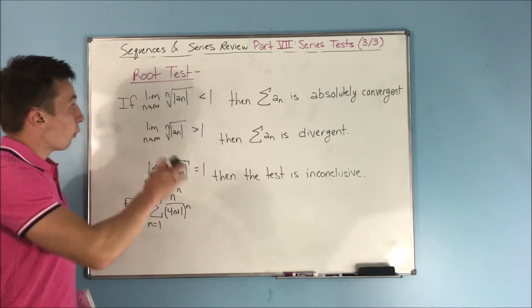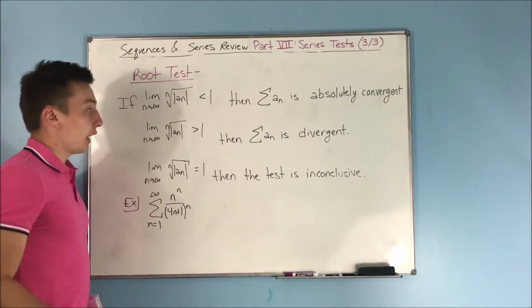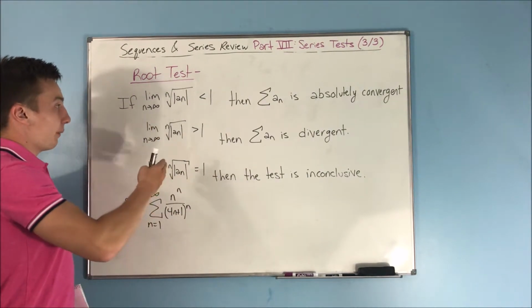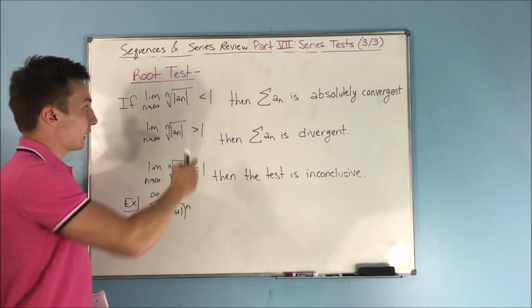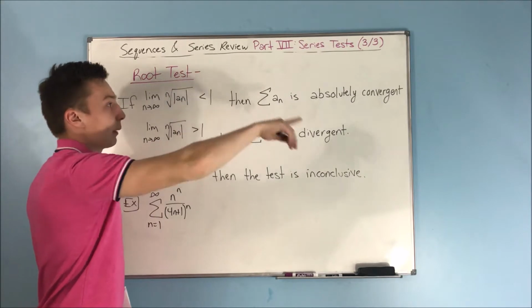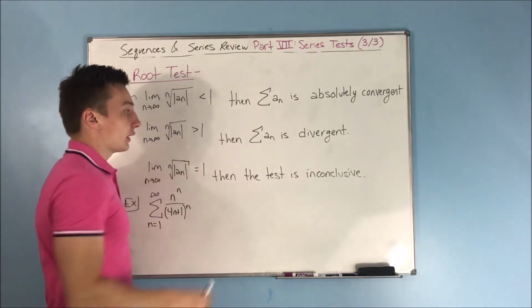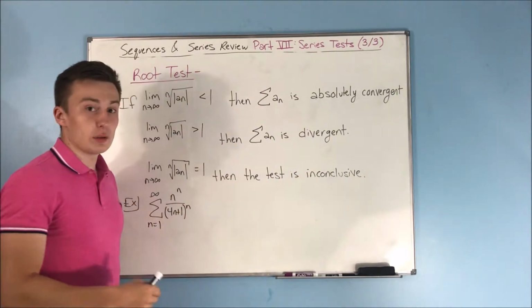Now lastly, we have the root test, okay? Now the root test is basically the same thing as the ratio test. It has the same conditions: if it's less than 1, it's absolutely convergent. If it's greater than 1, divergent. If it's equal to 1, it's inconclusive.